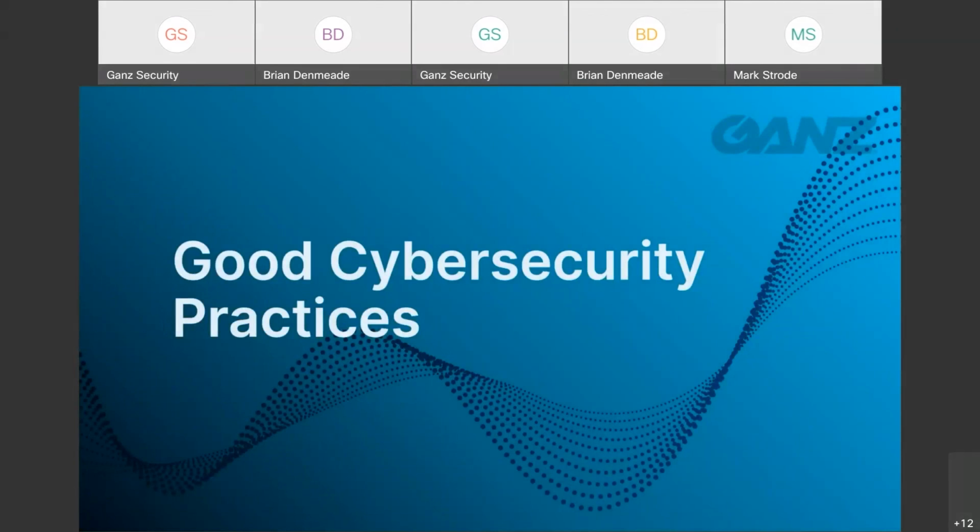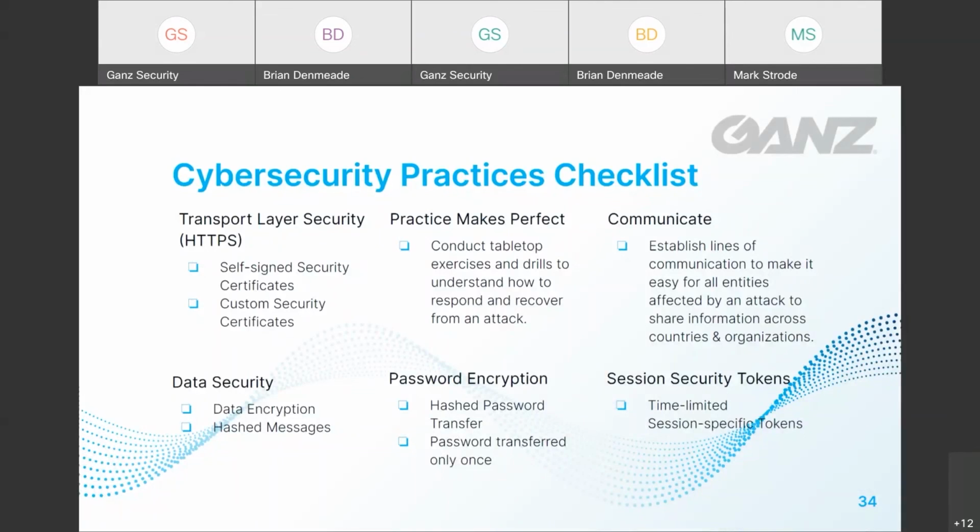So, good cybersecurity practices. What are some of the good ones? We've really touched upon them. This is more just a very one-on-one overview of what we've touched on. So our transport layer security, as we mentioned, HTTPS. You want to have the self-signed security certificates or custom security certificates or third-party certificates.